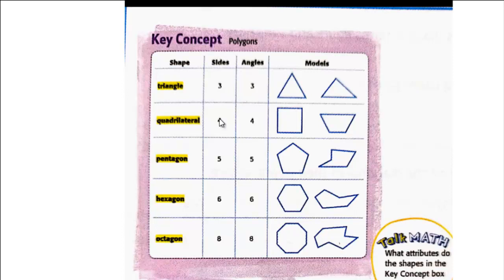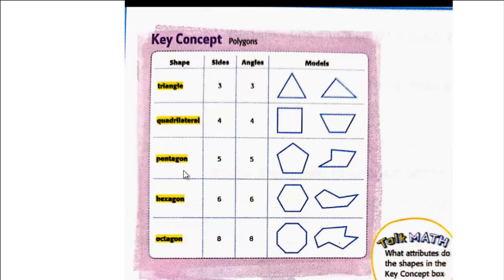Here, quadrilateral. These are models of a quadrilateral. So here, the number of sides. Let's count how many sides here. 1, 2, 3, 4. 4 sides. And angles. Let's count how many angles here. 1, 2, 3, 4. 4 angles.